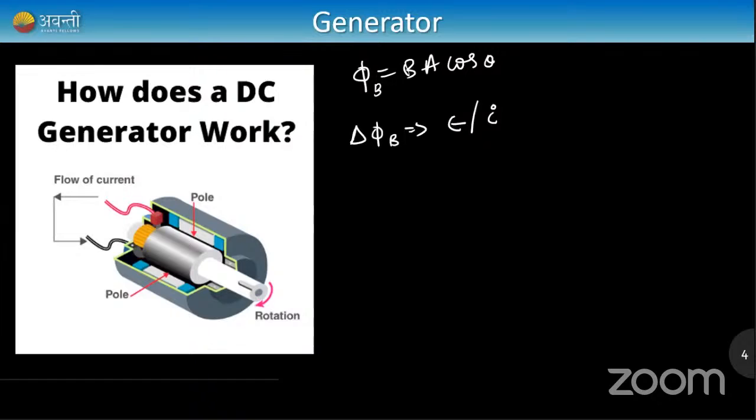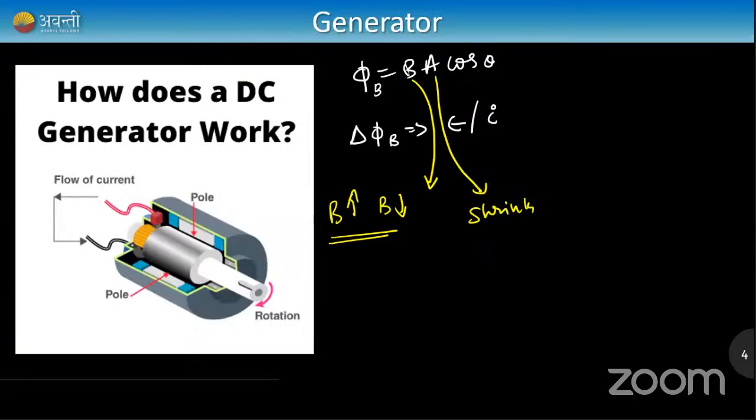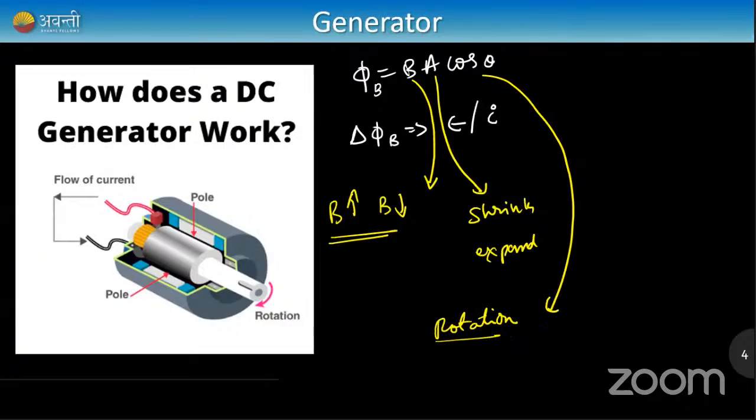What are the three ways to induce the flux change? First way is to change the magnetic field: you increase the magnetic field or decrease the magnetic field. That is one way of producing current. Second way is to shrink the coil or expand the coil. When you change the area, you get electric current. Third, change the angle, that is, rotation. When you change the angle, then you get electricity.